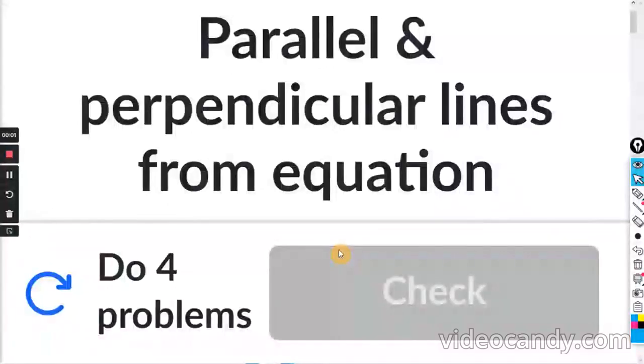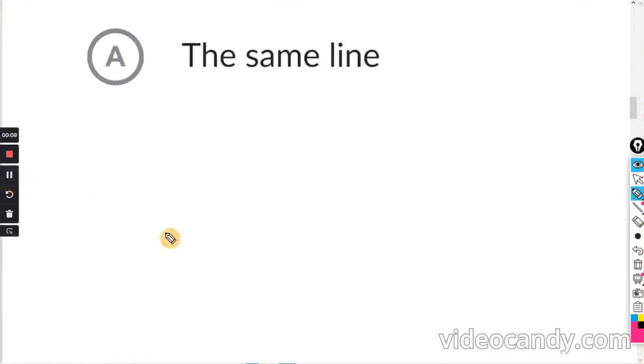This will be for the exercise, parallel and perpendicular lines from equation. So I believe the multiple choices in this exercise are all the same for each problem. So I'm going to give you some notes for each potential choice.